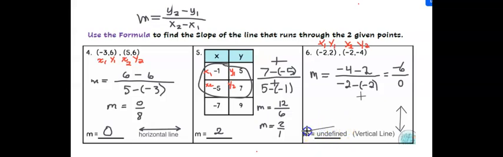So when we have an undefined slope, when we have a 0 in that run, it is a vertical line. So this undefined situation means you have a vertical line. If you think about it, your x's are exactly the same. If you think of the coordinate plane, here's your -2. You're running through 2 points that are both at -2. So you're running this vertical line. When your x's are the same, it's vertical. When your y's are the same, it's horizontal.